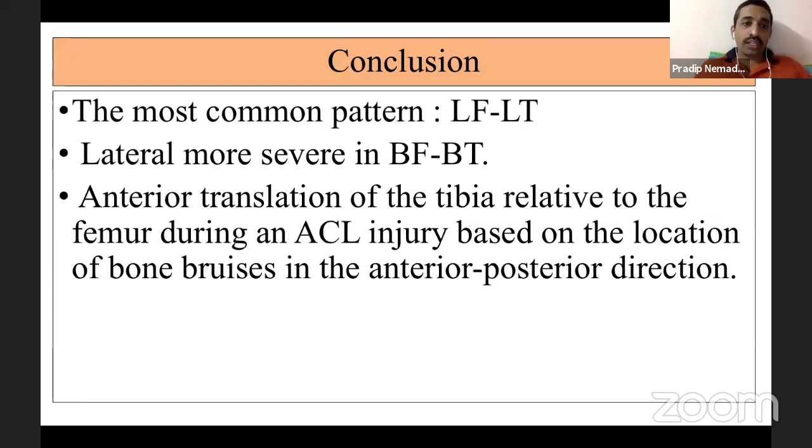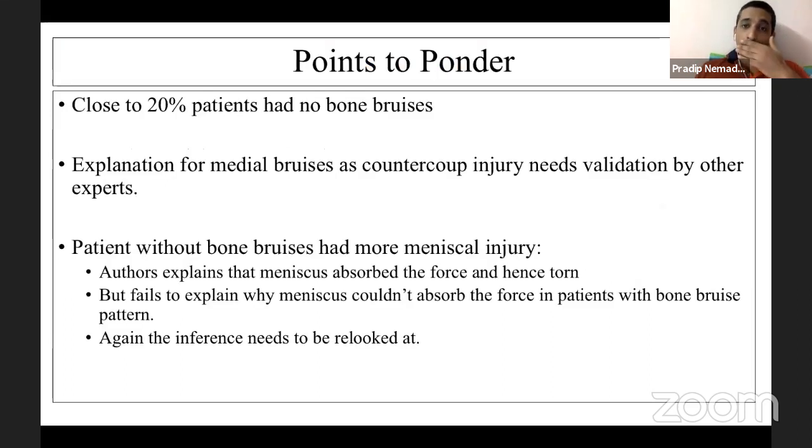So in a nutshell, the things which are coming out of this study: the most common pattern or combination pattern of bone bruise is lateral femur, lateral tibia. Second, lateral side is much more femur in bicondylar tibia pattern. And the anterior translation of tibia related to femur occurs in ACL injury based on the location of bone bruises. So the point to ponder, which makes us think, is that close to 20% of the patients had no bone bruises. And the explanation of medial bruises as a counter-coup injury, again, this needs validation.